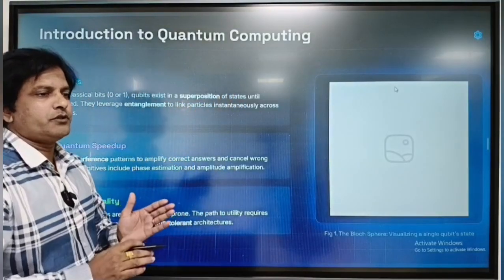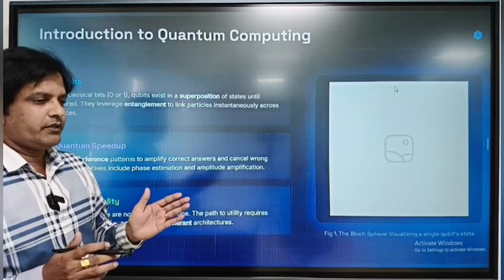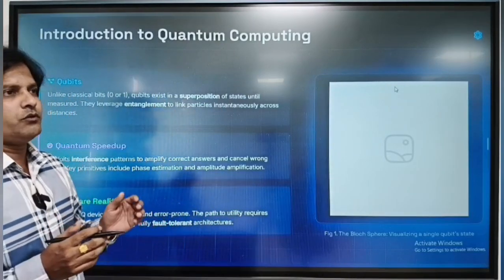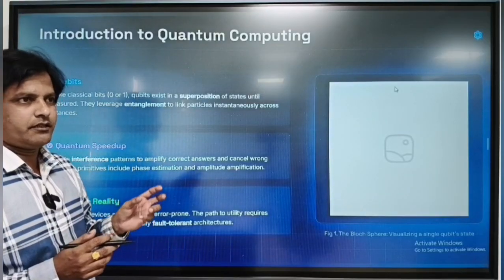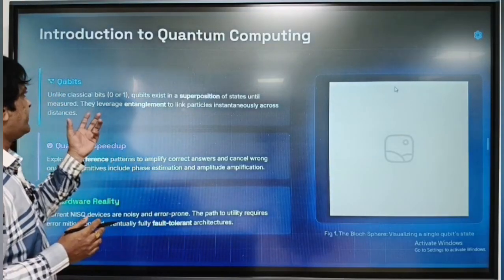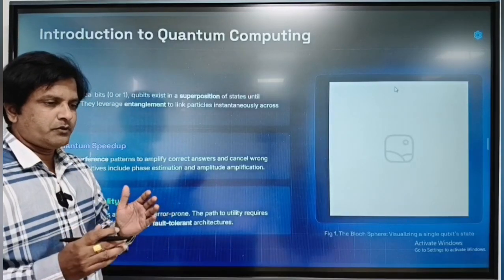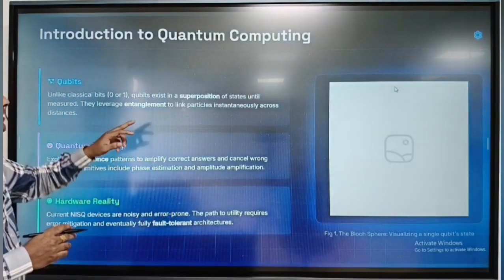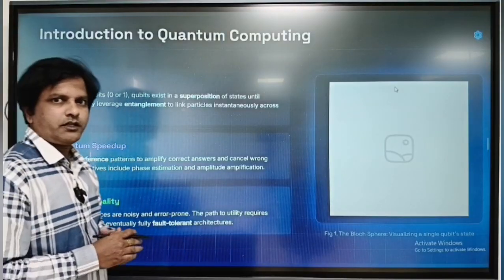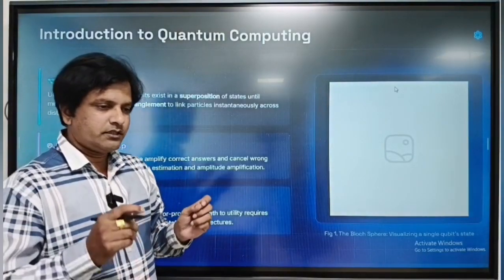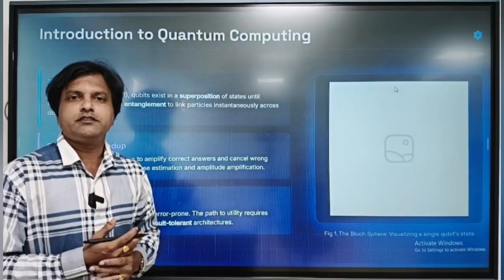What is superposition? This qubit behaves like a wave. Whenever two waves are superimposed, there will be a coherence of waves, thereby causing interference. So interference is nothing but the superposition of two waves. Here they leverage entanglement also. What is entanglement? This is the connection of two particles irrespective of their distances.